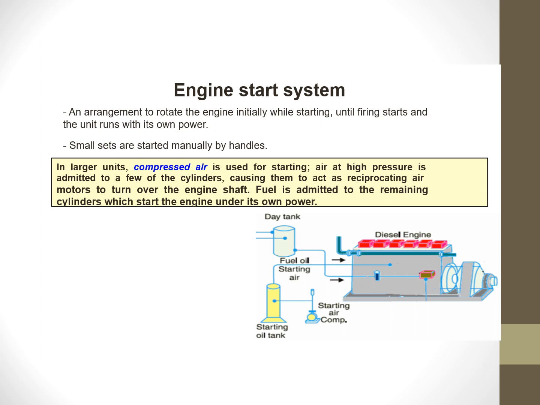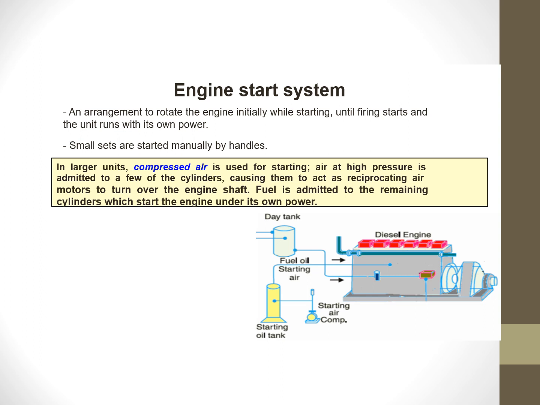Engine start system. In larger units, compressed air is used for starting. Air at high pressure is admitted to a few of the cylinders. If it is 7 cylinders or 3 cylinders, a few cylinders will be supplied with high pressure air, causing them to act as reciprocating air motors to turn over the engine shaft. Fuel is admitted to the remaining cylinders, which start the engine under its own power.